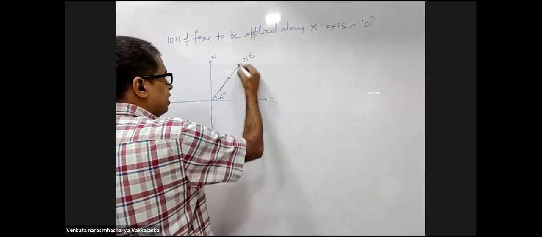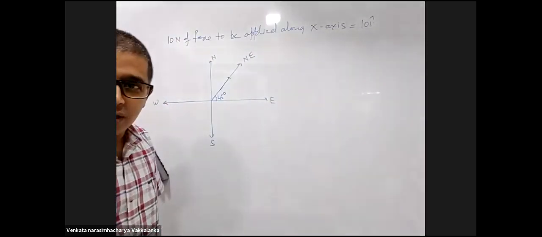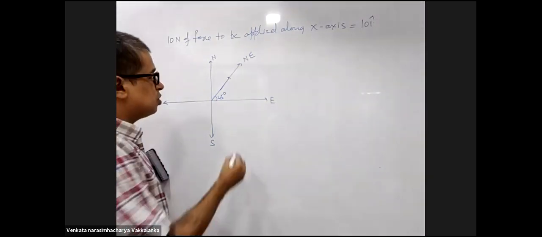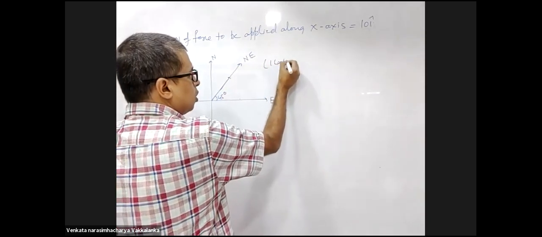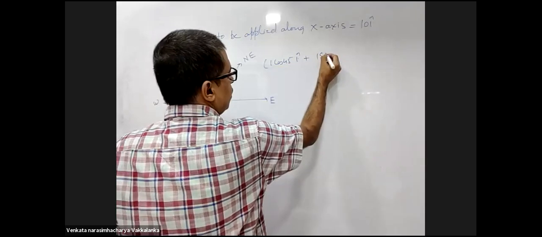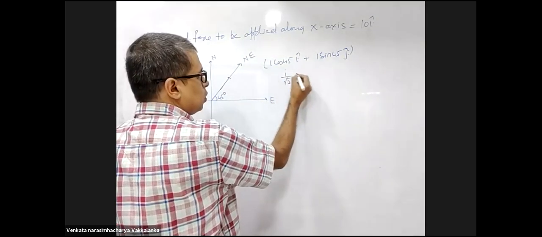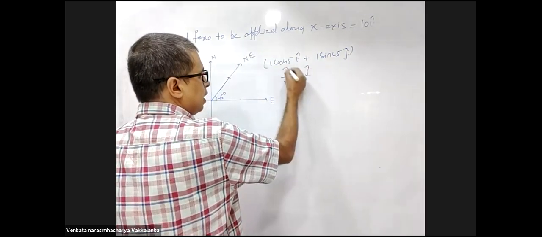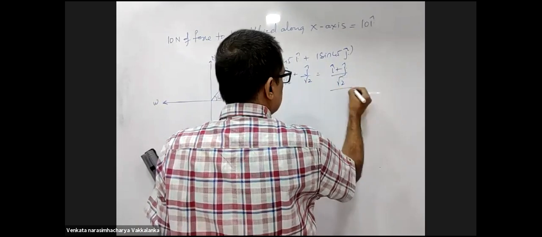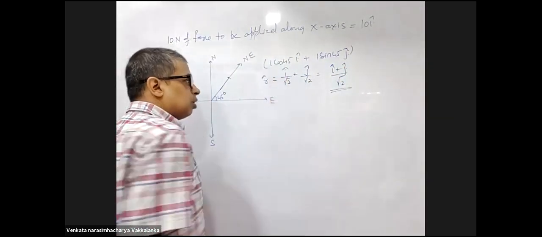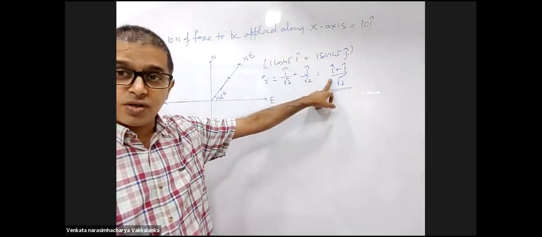Listen, if I take unit magnitude, I want only the unit vector along northeast. 1 cos 45, 1 sin 45. This direction will be 1 cos 45 i cap plus 1 sin 45 j cap. So i by root 2 plus j by root 2. This is (i plus j) by root 2. This is the unit vector along northeast.